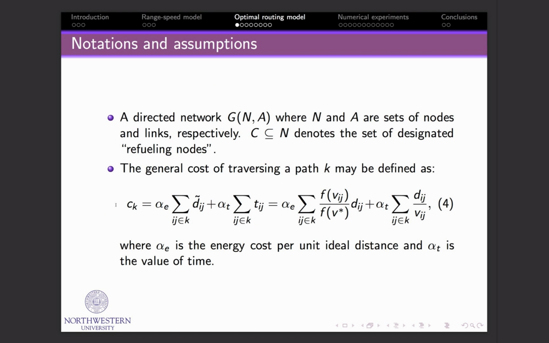First, a few notations and assumptions. In a directed network G(N, A), N and A are the sets of nodes and links respectively, and the set C denotes a set of designated refueling nodes. The general cost of traversing a path k is defined in equation 4. It has two parts: the first part is an energy cost, and the second part is a travel time cost. Here the energy cost is per unit ideal distance, and alpha t is the value of time.